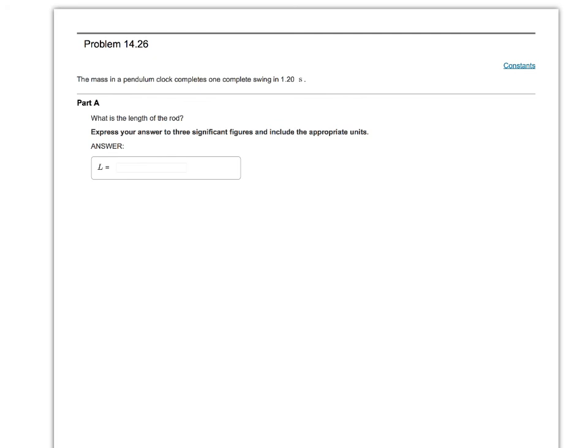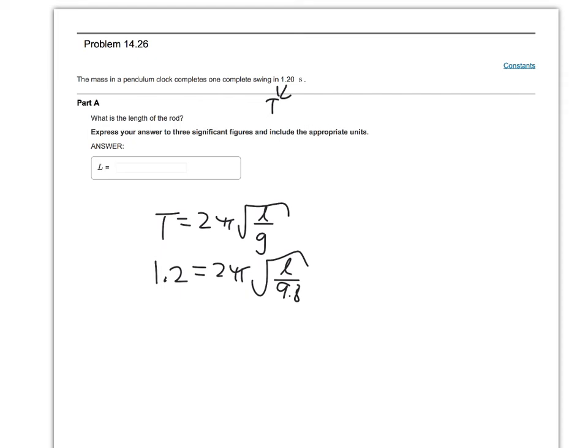In this Mastering Physics problem, we have a pendulum that completes one swing in 1.2 seconds, so that is the period. We want to know the length of the rod for the pendulum. So we're going to think about the relationship between the length and the period for a pendulum, T equals 2 pi times the square root of L over g. My period is 1.2. I know that g is 9.8, so I can go ahead and solve.